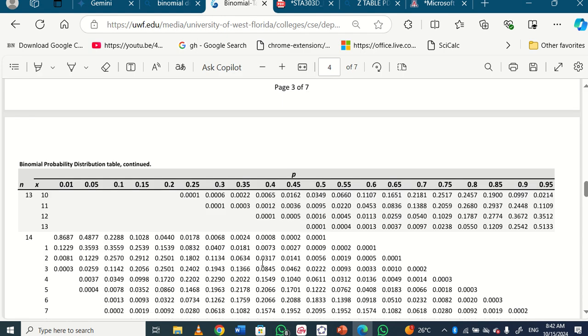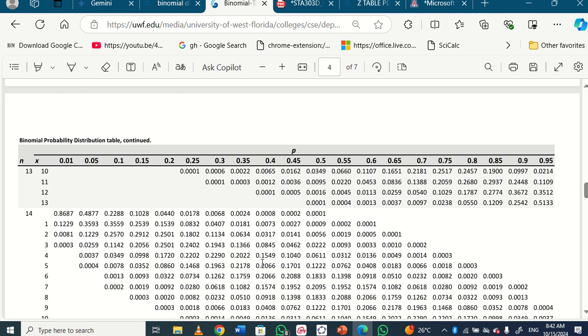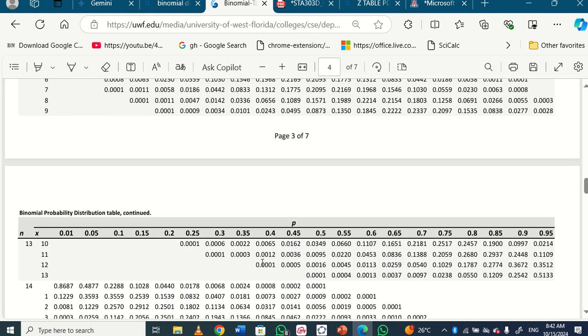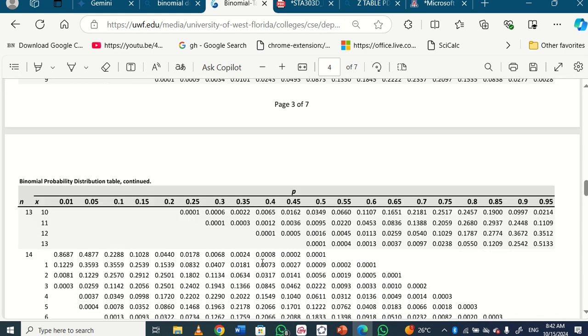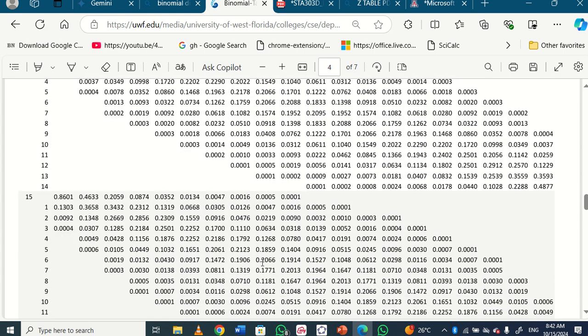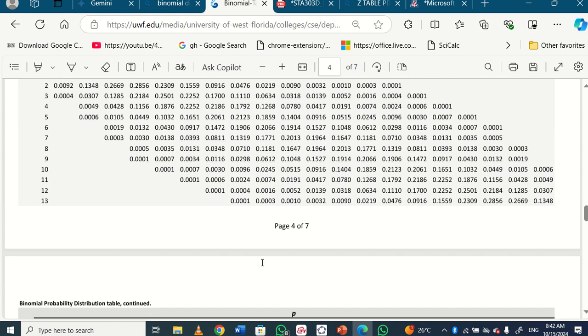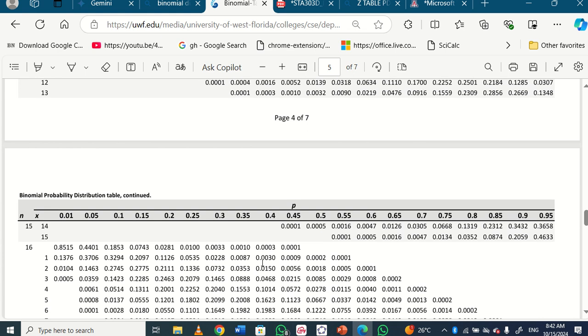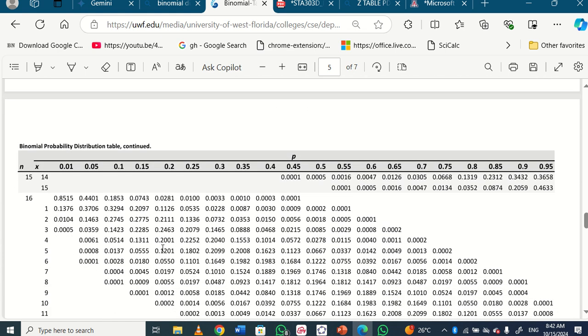Yes, I have it here. This is the table. You can see that I have n is 13, n is 14, n is 15, n is 16, and so on. So you have to scroll to where you are looking for.